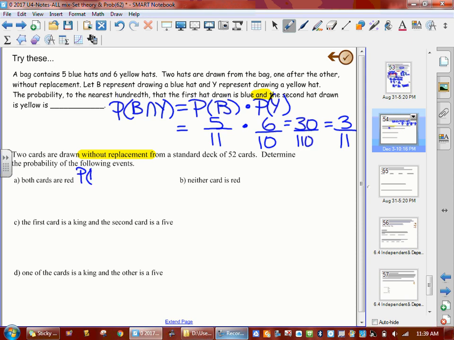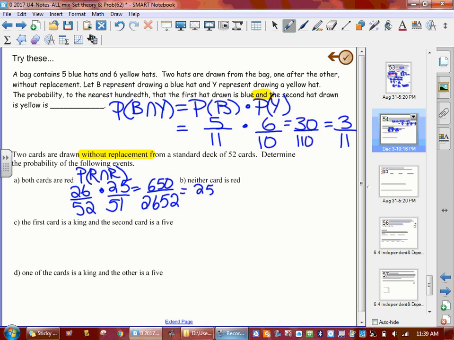Red and red. So what is my probability of red? 26 in 52. You didn't put one of those red cards back. How many do you have left? 25 in 51. Good. So now you multiply top by top: 650. Bottom times bottom: 2652. And you math frac that. That's going to give you 25 in 102.